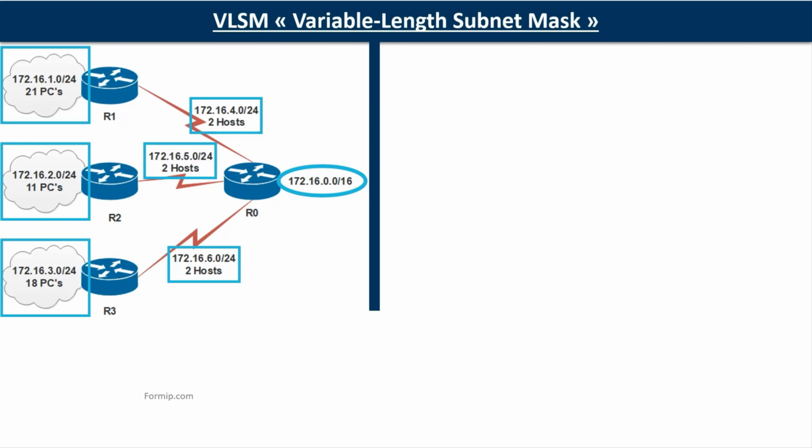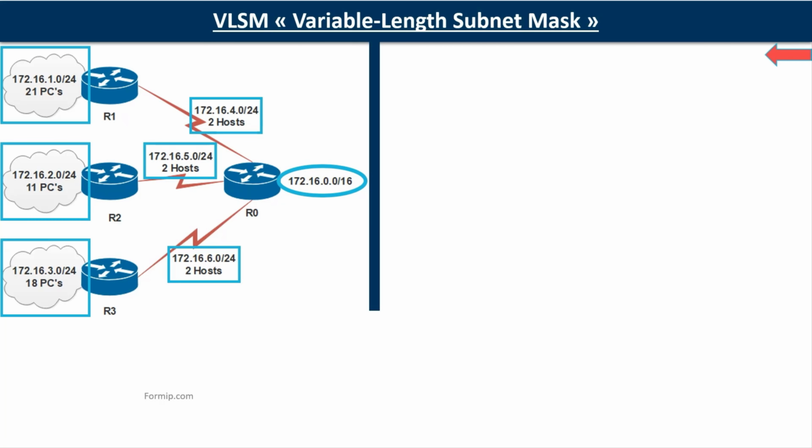VLSM is therefore the solution to overcome this problem. It makes it possible to include different subnet masks in the same network in order to obtain a more efficient use of IP addresses. Instead of using the same subnet mask for all subnets, it is possible to use the most efficient mask for each subnet. An effective mask is one that will provide an appropriate number of host addresses for each subnet individually.